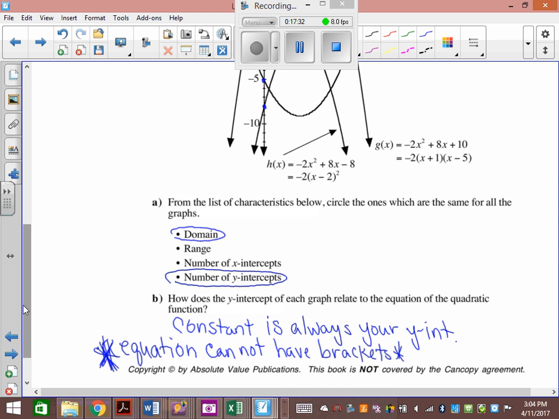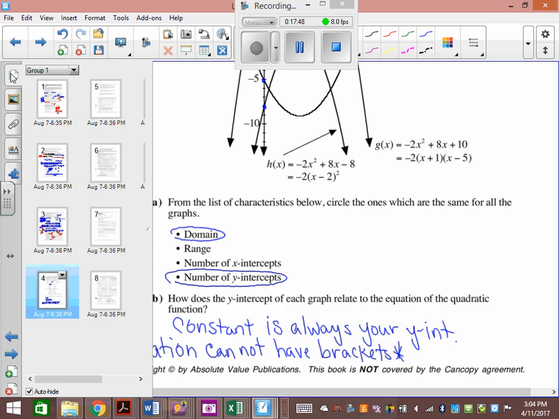If I look at this one, which is the constant? There isn't one. But if I expand it out, negative 8 is the constant. So if I wanted the y-intercept from these ones, I'd actually have to fill a 0 in and solve for the ones with brackets. But if there are no brackets, the back number is your constant. Okay?